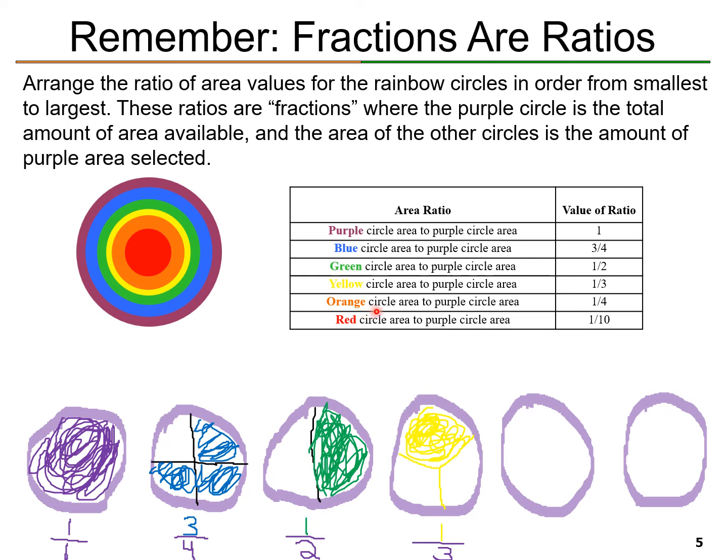My next entry is the orange circle area to purple circle area. Now remember, in each one of these cases, the purple circle represents the whole amount. So the purple circle represents the denominator in each case. Okay, so for this entry here, for the orange circle, the denominator is 4. Just like in the case over here for the blue circle, the denominator was 4, meaning that I'm going to divide the circle up into 4 parts. But in this case, unlike the case for the blue circle, where I selected 3 parts, for the orange circle, I only select 1 part. So my numerator is 1. So let's color in 1/4.